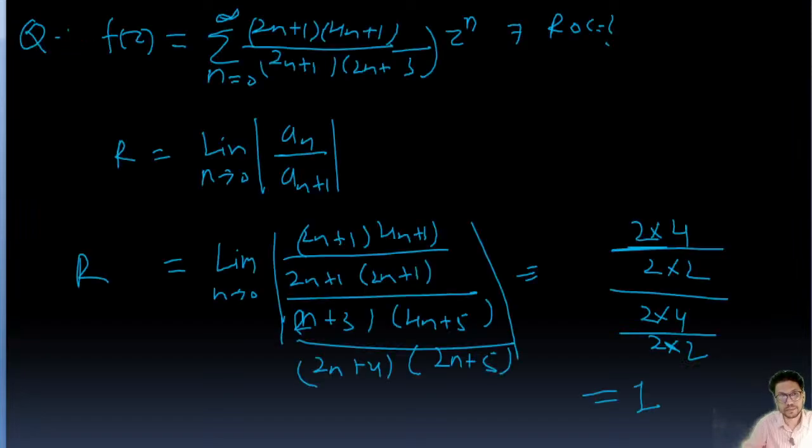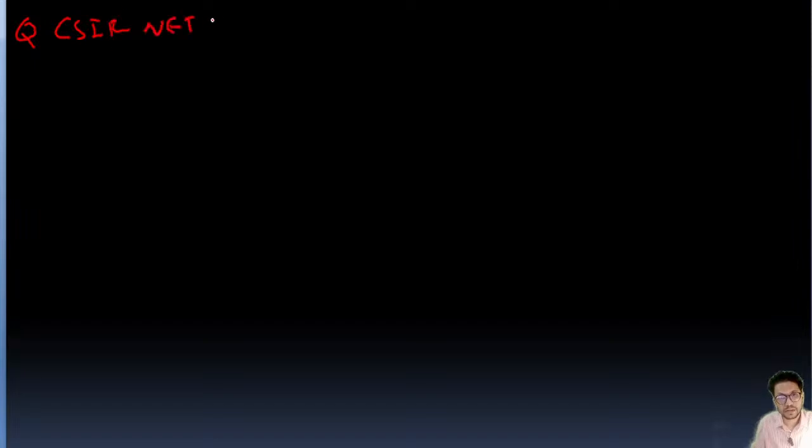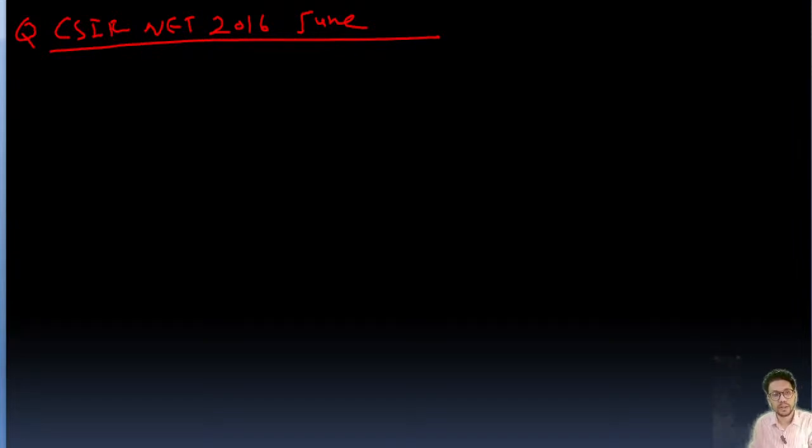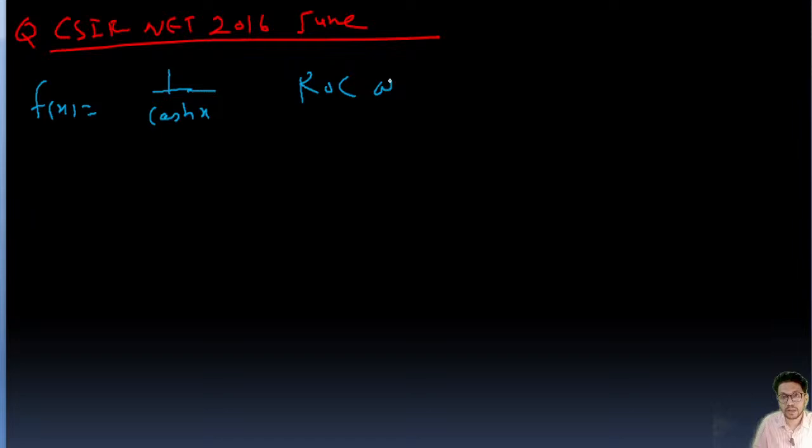The next question was asked in CSIR NET 2016, and this is a June 2016 question, and this is a question related to radius of convergence. Okay, so the question is, f(x) is given, that is 1 upon cos hyperbolic x, and you need to find out the radius of convergence around x equal to 0.